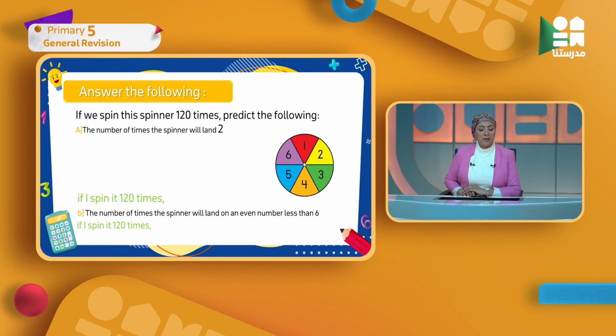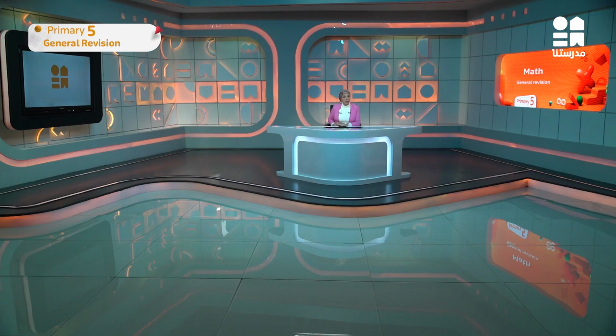Now, let's move to another question. If we spin this spinner 120 times, I want you to predict the following. Letter A, the number of times the spinner will land on the number 2, if I spin it 120 times. The second thing, the number of times the spinner will land on an even number which is less than 6, if I spin it 120 times. Let's go to the board to see what we get.